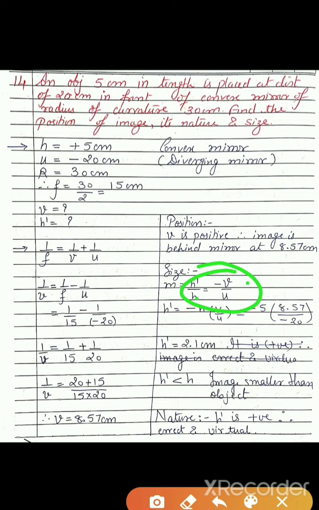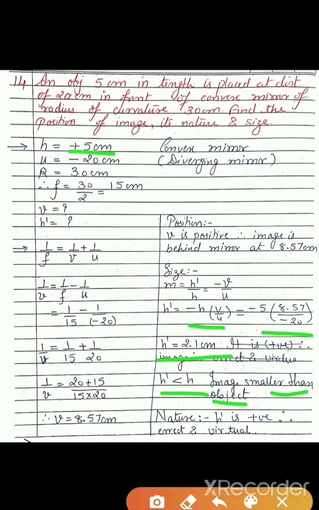So this H, we will take it to the other side of the equal to. So I'll get this equation, and in this equation I'll substitute all the values along with its sign, and I will obtain the H dash. Now here I can see that the H dash is less than H, and so I can say that the image is smaller than that of the object. So we have calculated the size, okay.